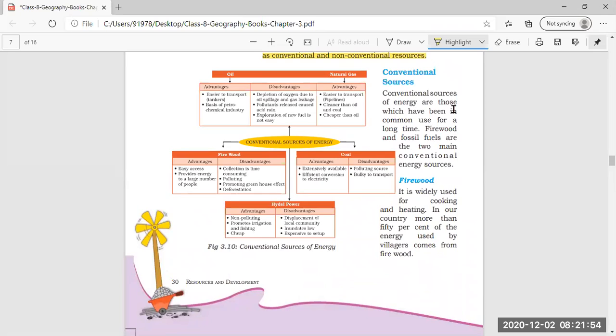Conventional sources of energy are those which have been in common use for a long time, and they are the fuels formed by natural processes. Examples are firewood and fossil fuels, the two main conventional energy sources. They are formed by natural processes, and since earlier times they have been continuously in use.